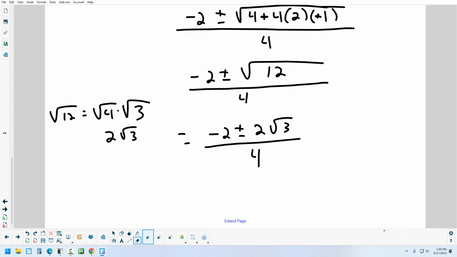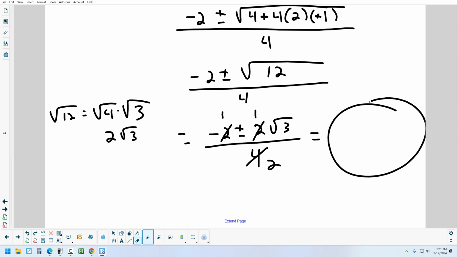All right, so if we reduce everything by 2, how many times does 2 go into 2? Once. And how many times does 2 go into 2 here? 1. And how many times does 2 go into 4? 2. So what would be your final answer once you reduce everything?